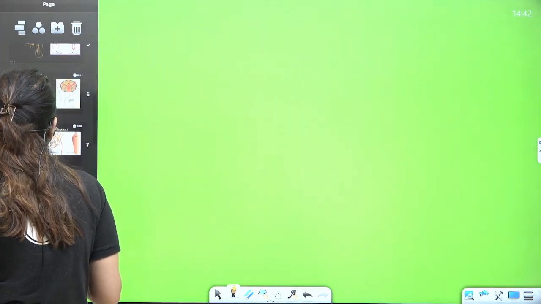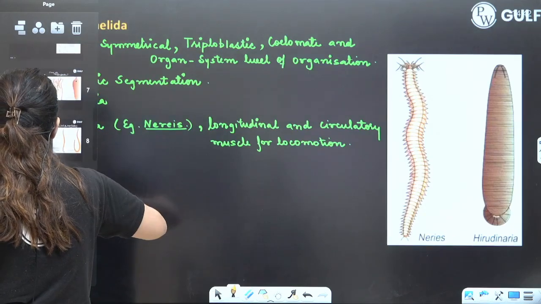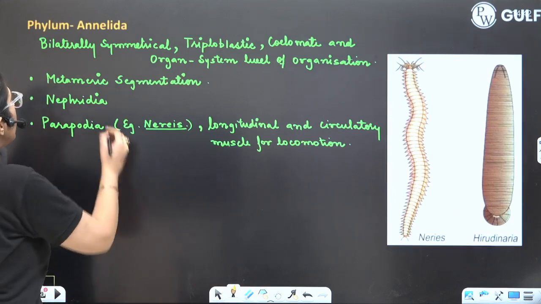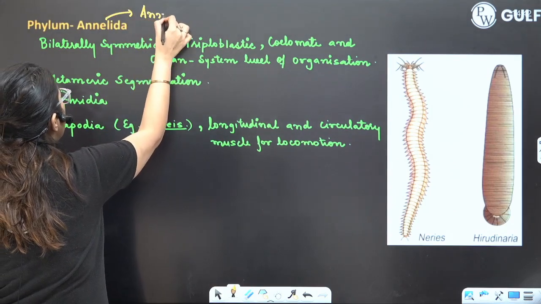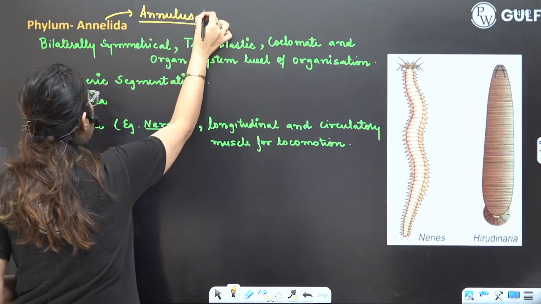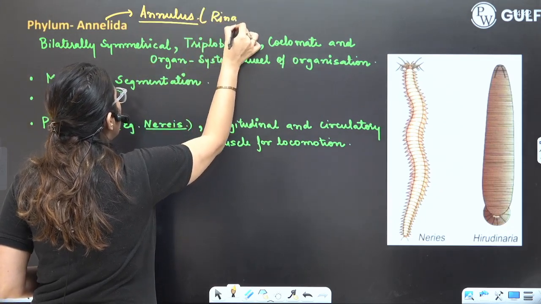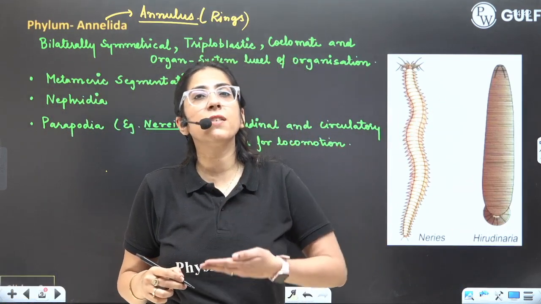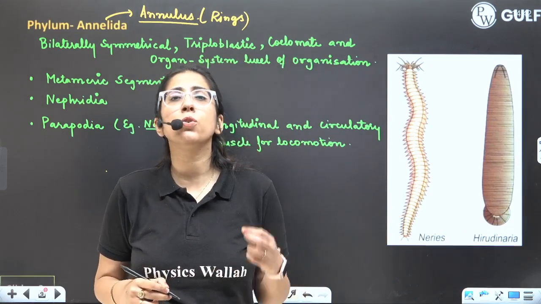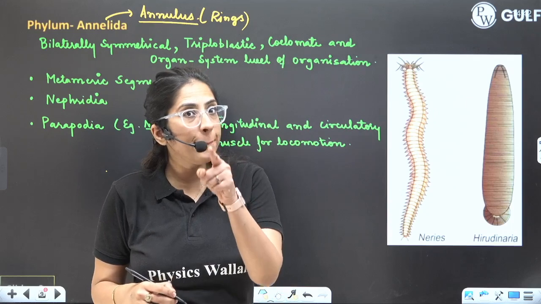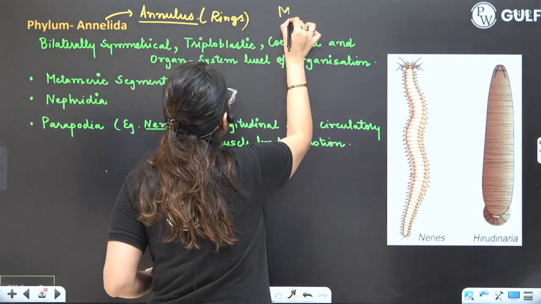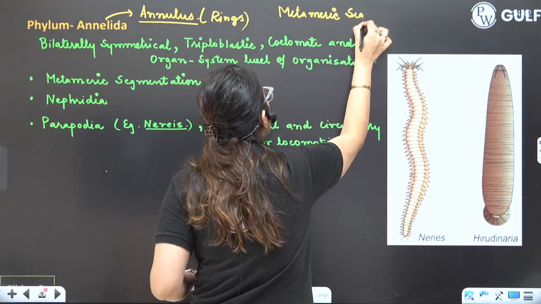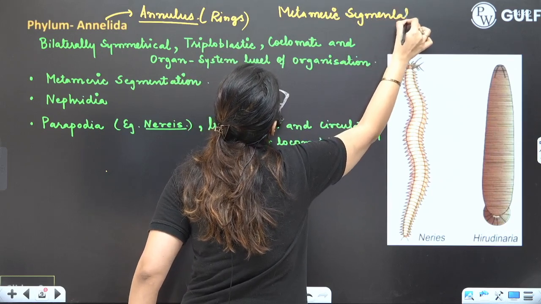Moving on to the next phylum. What is that? That is the annelids. Annelids, in Latin, comes from annulus. Annulus means rings are present on the body. And these rings are not only present on the outer body. In fact, on the internal side also there is segmentation. So these organisms show true segmentation, which is termed metameric segmentation.